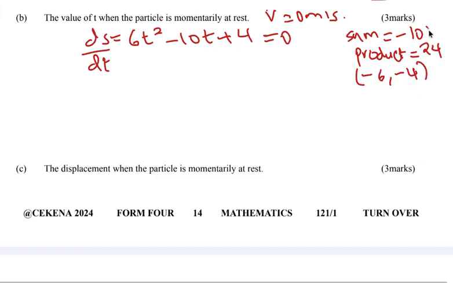Ukiadd hizi mbili yakupa negative 10, negative 6 minus 4 ni equal to negative 10. Ukimultiply negative 6 times negative 4 itakuwa positive 24. So what does this mean? Yamaanisha ile namba ambayo iko katikati hapa waigawanya into negative 6t minus 4t plus 4 equal to 0.